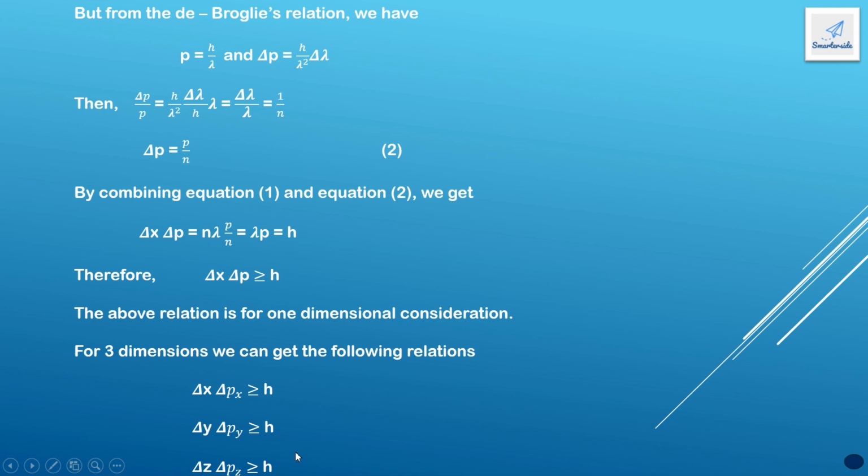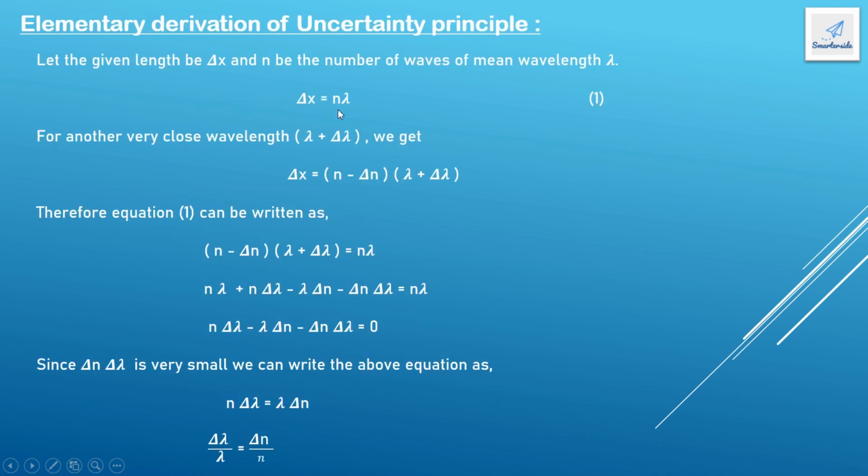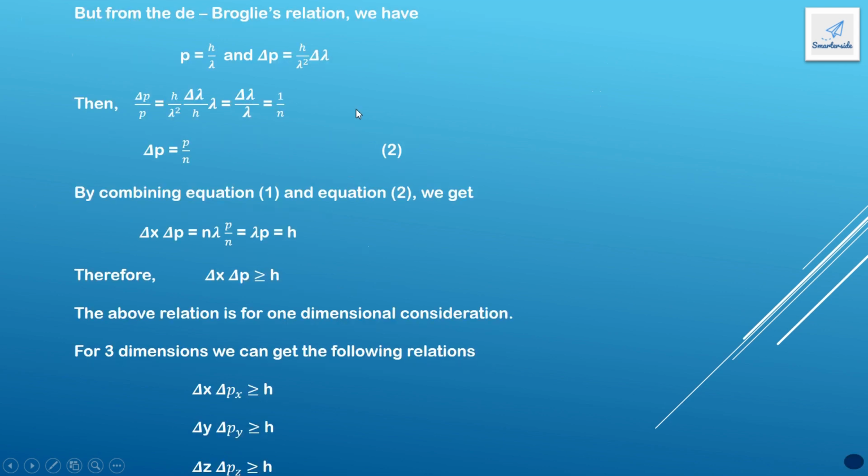Now we have the de Broglie relation, that is p equals h by lambda, and using this we can have delta p value, that is h by lambda square into delta lambda. And you should know one thing, that here we are trying to arrive at the mathematical form of uncertainty principle, that is delta x into delta p, which is greater than or equals to h. So from equation 1 we have the value of delta x, which is equals to n lambda, and now we need the value of delta p.